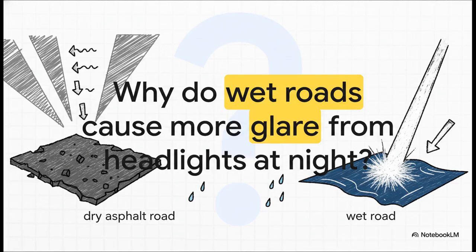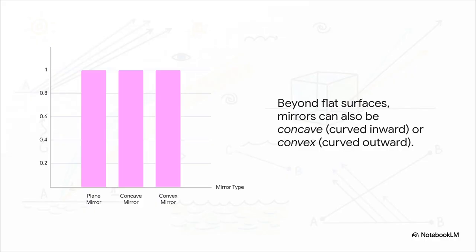that intense, dangerous glare. So far, we've only been talking about flat or plane mirrors, but things get really interesting when we start to curve the surface. And there are really two main ways to do this. You can curve it inward, which we call concave, or you can have it bulge outward, which is convex.